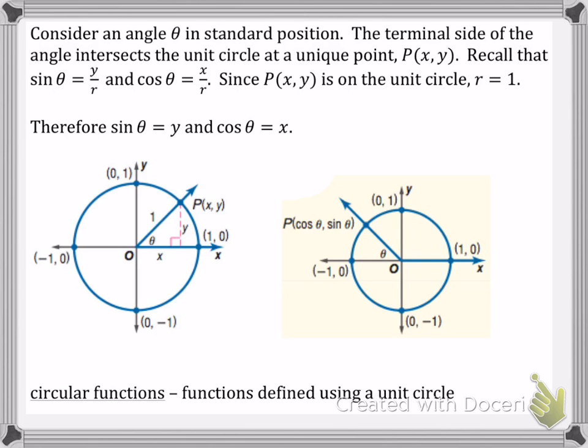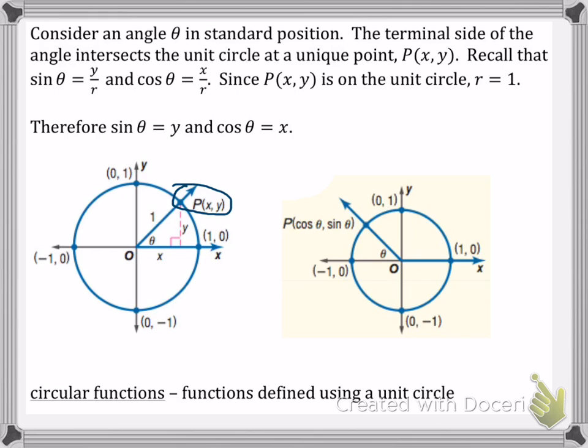But what we're going to do is consider an angle written in standard position. The terminal side of the angle intersects the unit circle at a unique point P. So we're going to think about it. This is where this intersects my circle at point P.